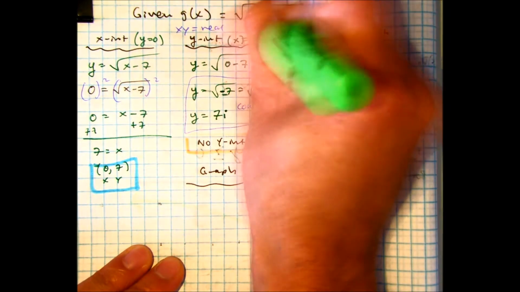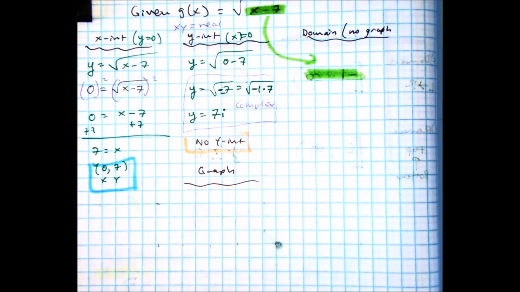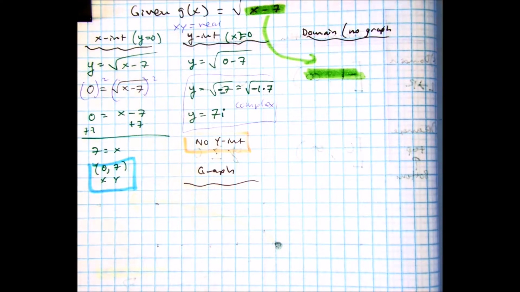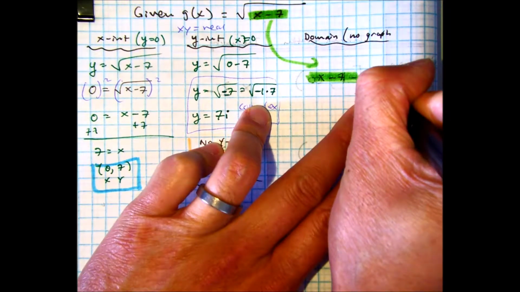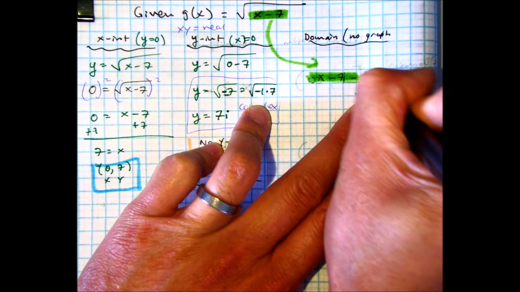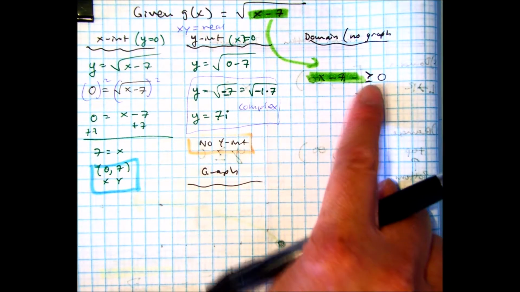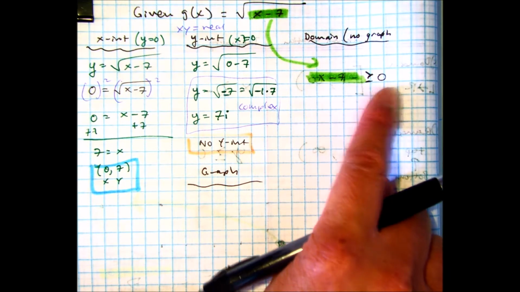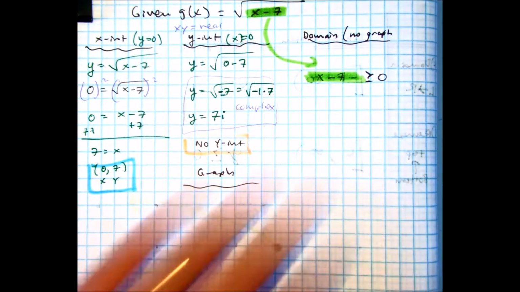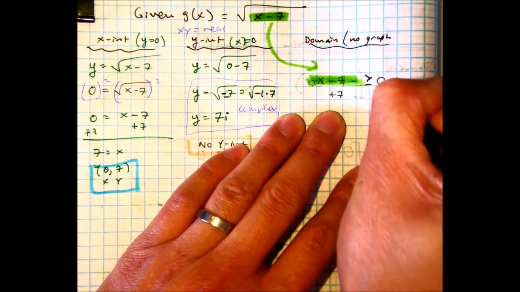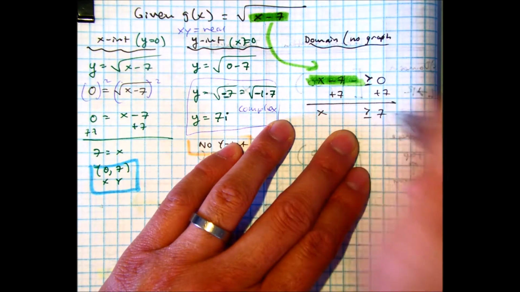I can take whatever's in my radicand here. Just watch. And you're going to make it greater than or equal to 0. This is today's lesson. What's today's lesson, class? Greater than or equal to 0 for a square root. You want it to be positive. And then you just solve it. Add 7. X is greater than or equal to 7.